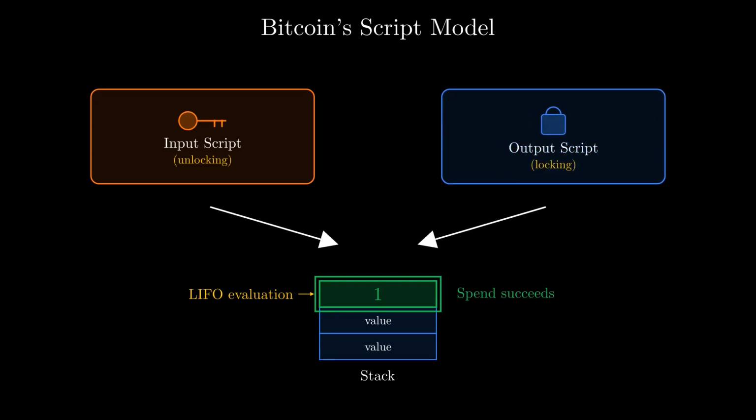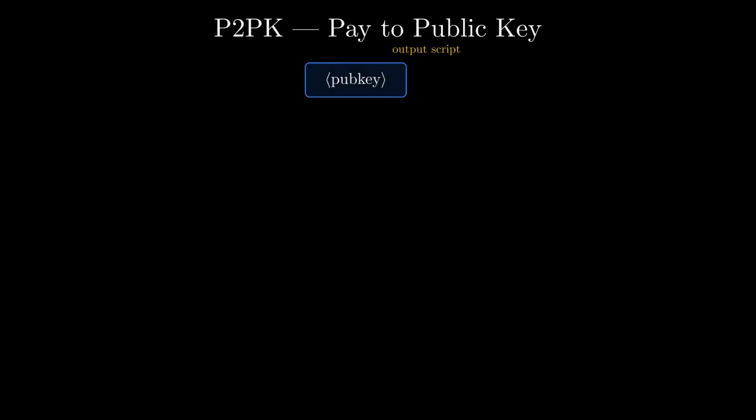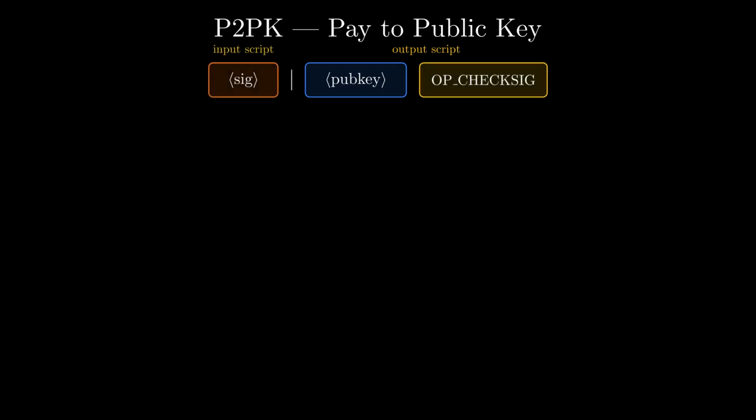Everything in Bitcoin payments reduces to this: a locking script on the output, an unlocking script on the input, evaluated together. The original payment type is called P2PK, pay to public key. The output script is just 2 items, the receiver's 65-byte public key, followed by the opcode OP_CHECKSIG. The input script is a single signature.